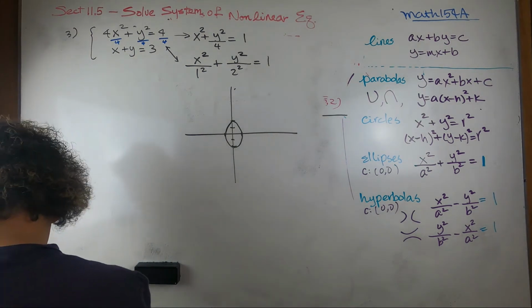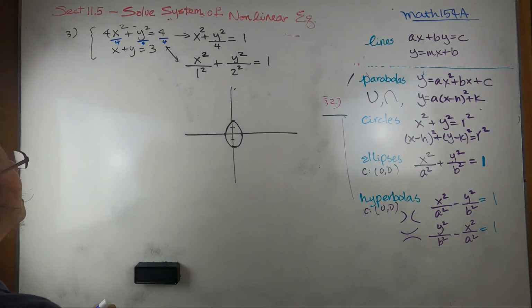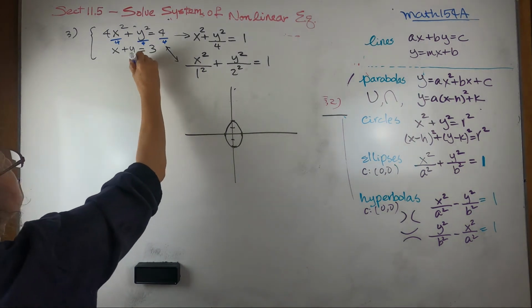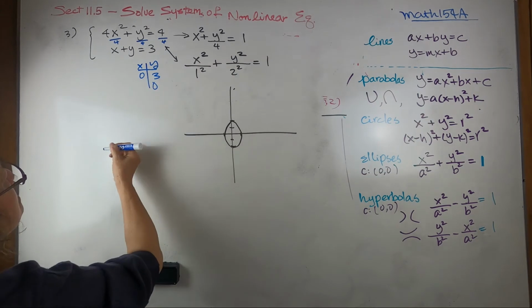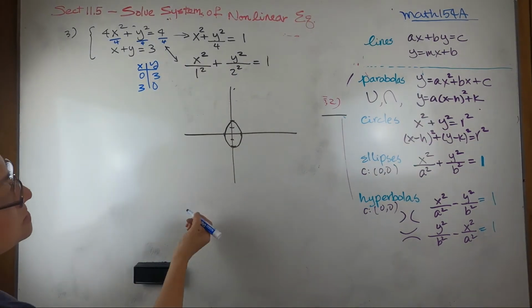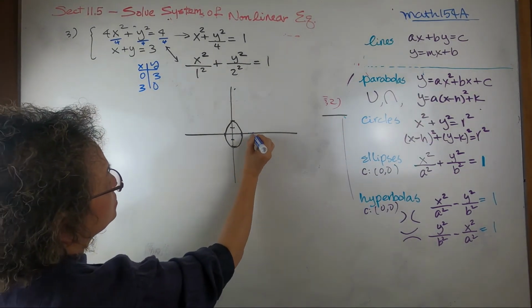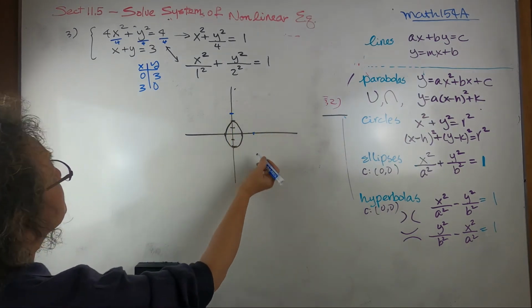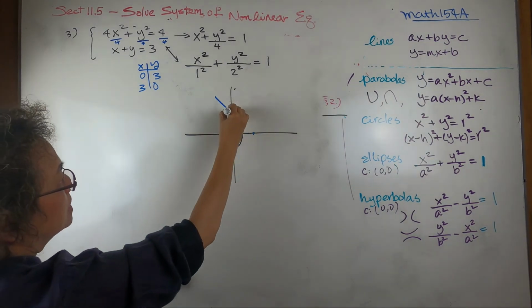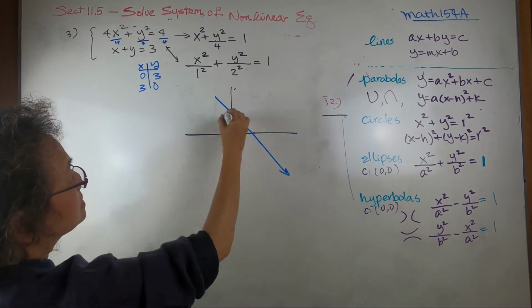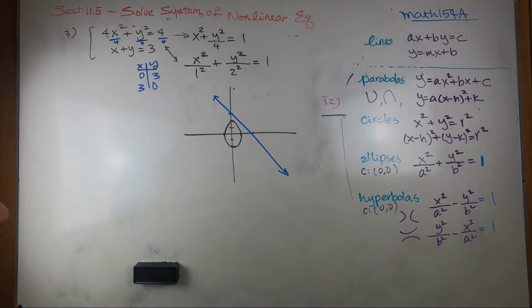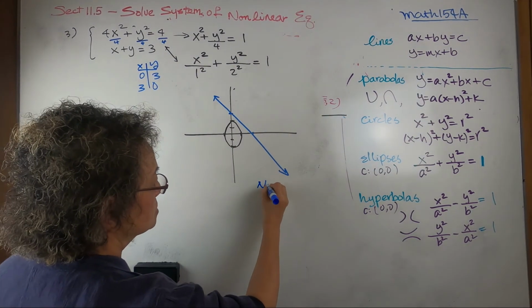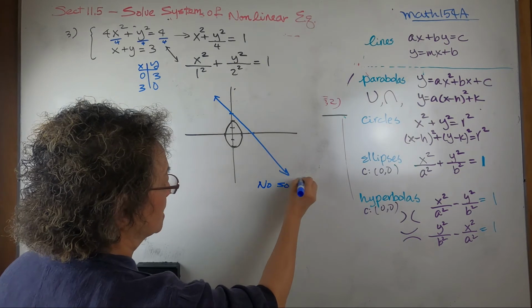Okay? Then how about the line? For the line, we just use the t-table: x is 0, y is 3; y is 0, x is 3. So 1, 2, 3, 1, 2, 3, right? So your line goes this way. So what do you think the answer would be? Do they meet anywhere? No. So it's no solution.